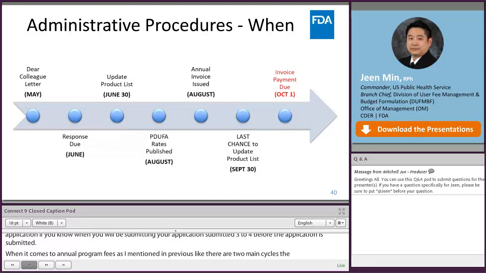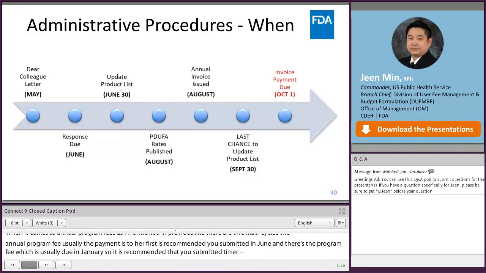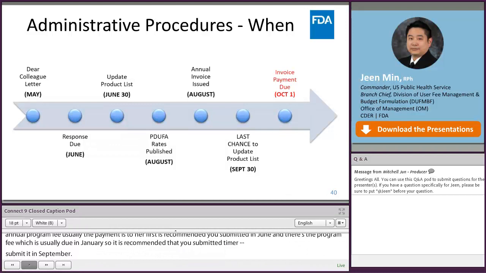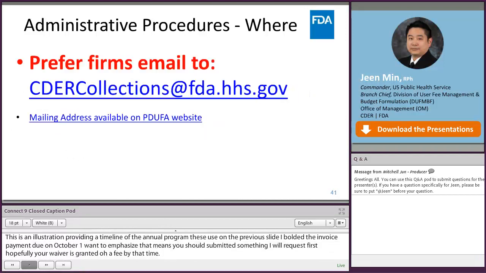This is an illustration providing a timeline of the annual program fees that you saw in the previous slide. I bolded the invoice payment due on October 1st, and I want to emphasize that means you should submit your request sometime in June. That way when October 1st comes around, hopefully your waiver is granted and you won't owe a fee by that time. If you submit it later, we can't guarantee the review of the request, and you might have to pay the fee until it's granted.